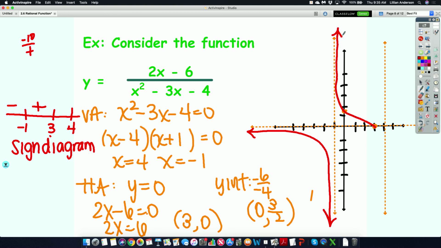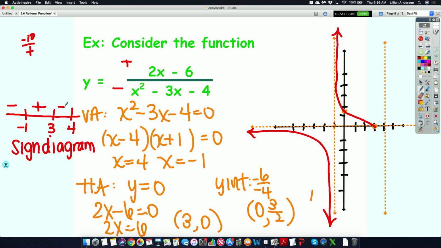If I plug in a number between 3 and 4, is that going to give me a positive or a negative? It's going to give you a negative, because if I plug in 3.5, 3.5 times 2 is bigger than 6, so it's going to give me a positive number at the top. But when I square 3.5, it's not going to be bigger than negative 3 times 3.5 and a negative 4. So I have a positive over a negative, which makes a negative.